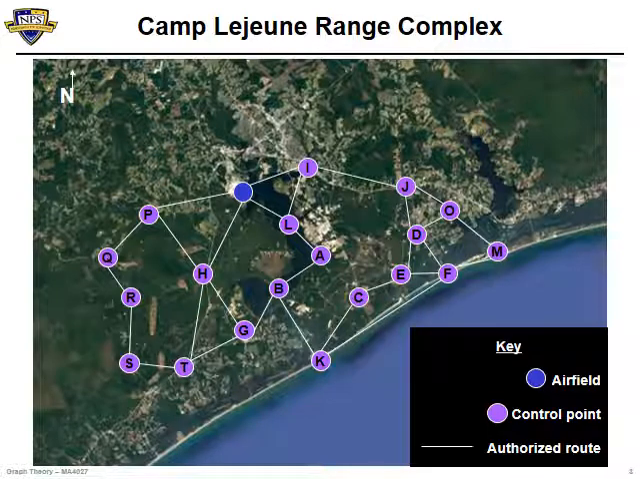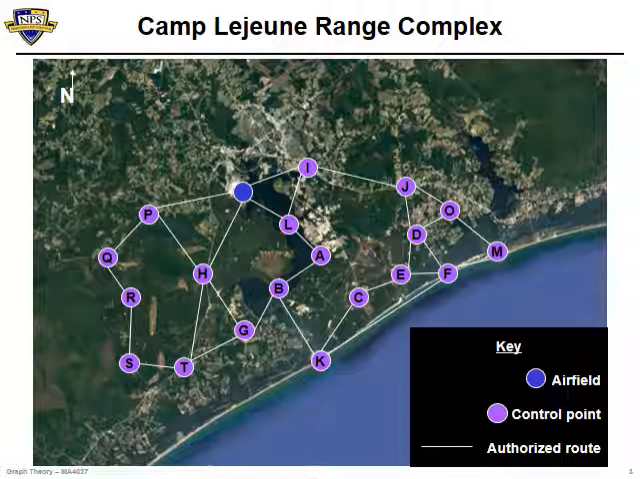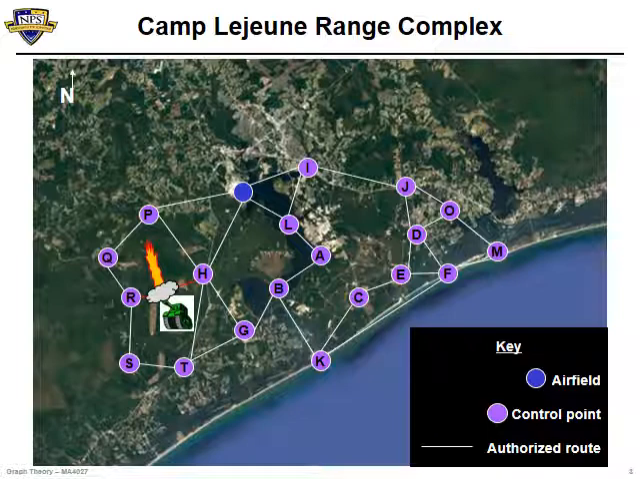For example, checkpoints Romeo and Hotel are close to each other, but there is not an authorized route. Flying from checkpoint Romeo to checkpoint Hotel would be an issue because between those 2 points is a tank gunnery range, and this is bad for helicopters.